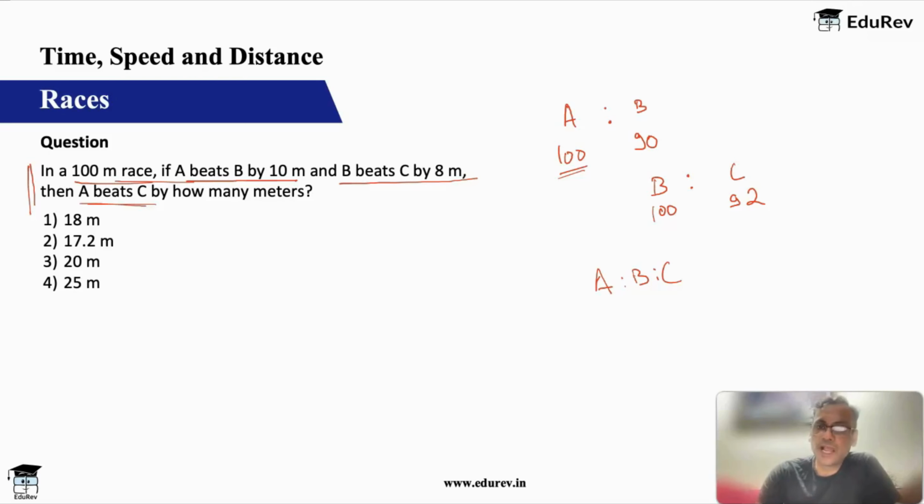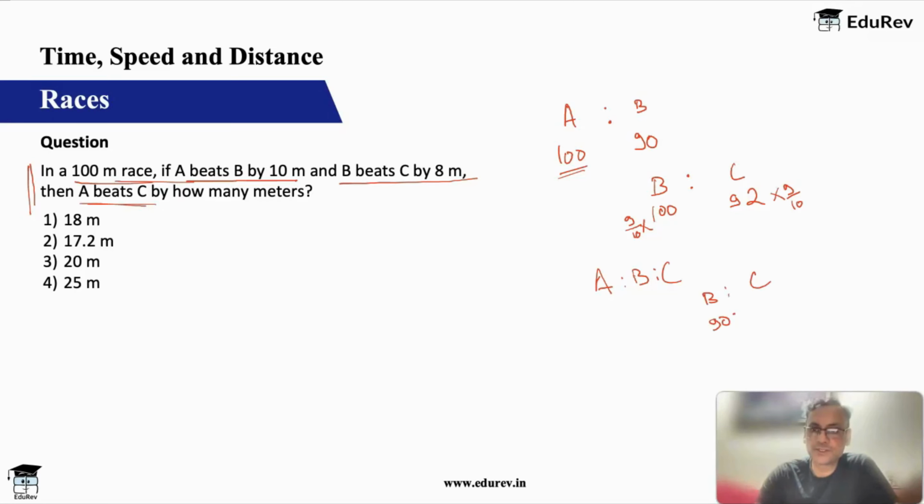So here I should multiply B with 9 by 10, and if I'm multiplying this, obviously I should multiply this also, right? So my B is to C will become 90 is to, now 92 into 9 is how much?